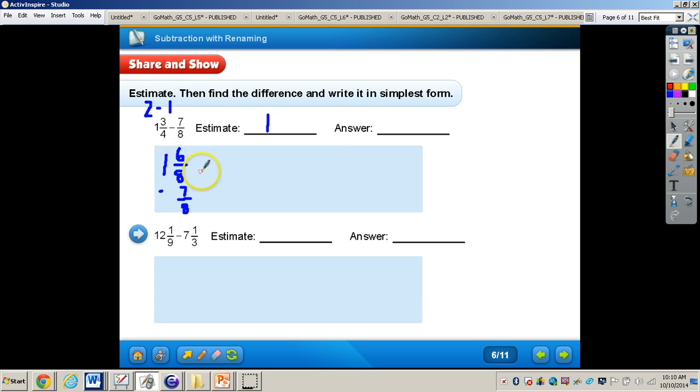Now I know I cannot take 7 away from 6, so I need to rename. I'm going to borrow from the ones place, turning that into a 0. Now I need to borrow a whole number from that ones place. Now remember, whenever the numerator and denominator are equal, that represents a whole number. So I'm going to add 8/8 to my 6/8.